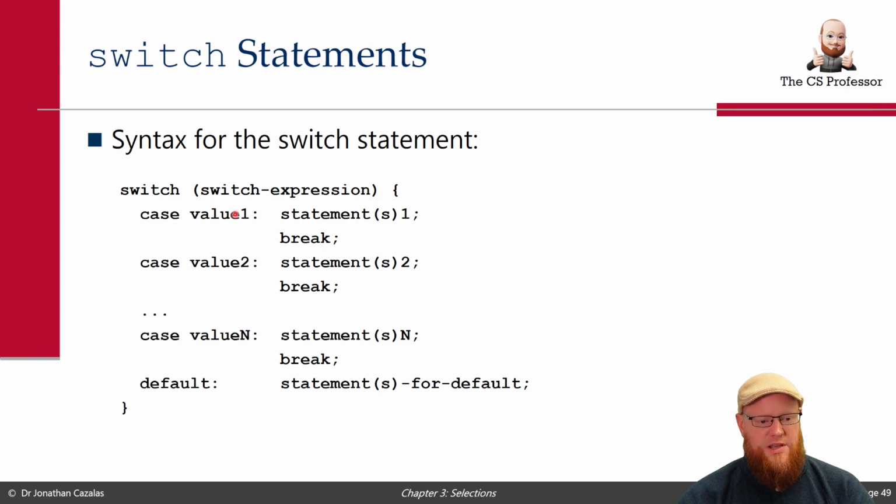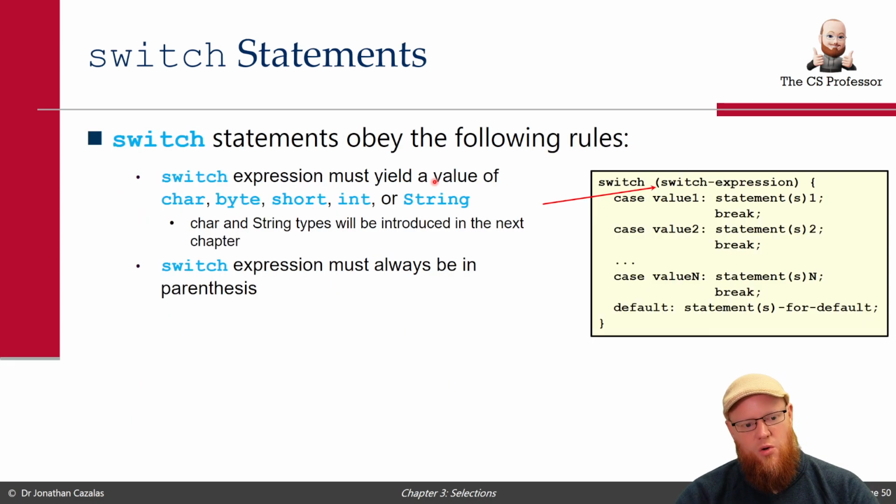Here's the overall syntax for a switch statement. We're going to switch based off of some expression, and it's going to be an int, a char, even a string. There's various types of values we can put there. And then we're going to have many cases of our expectations of what this switch expression was, and we're going to go through this. And we have many examples to go through. So this switch expression has to yield a value: a char, a byte, a short, an int, or a string. And we're going to cover more on chars and strings in the next chapter.